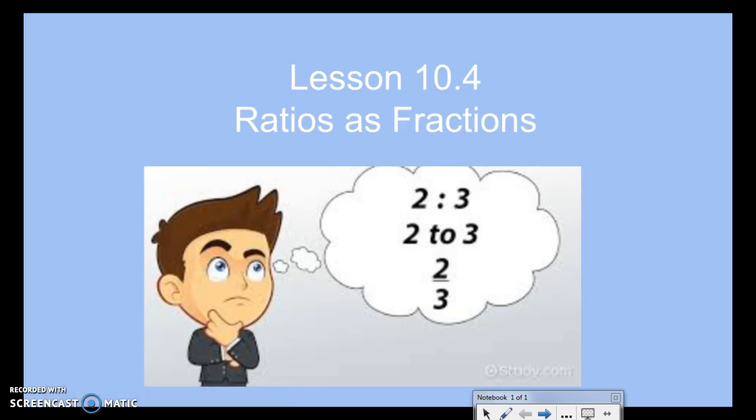So we are familiar with the 2:3. We learned that the first day. We know that it's also 2 to 3. But today we're going to be talking about how to write it as a fraction. So let's go ahead and get started.